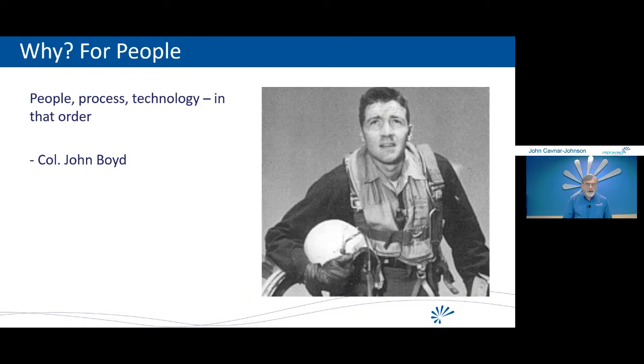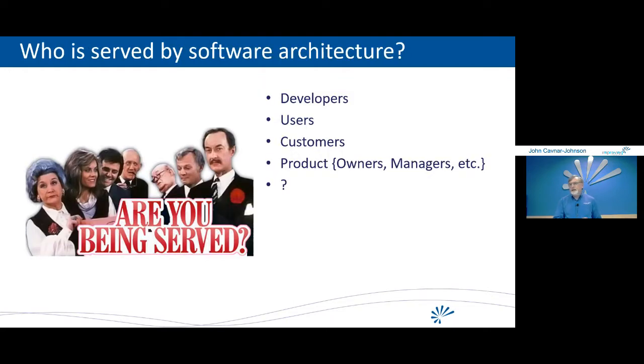So if we're going to think about the people in software architecture, who is served by software architecture? Okay, the picture's just there for the folks who are fans of British TV comedy. But the important thing is that software architecture serves a lot of different roles. Obviously, developers, users, customers, product owners, product managers, product whatever, and then, and this will vary depending on what your situation is, but there will be other people, and ultimately software architecture serves humanity as part of the way we hope to progress as we move along.